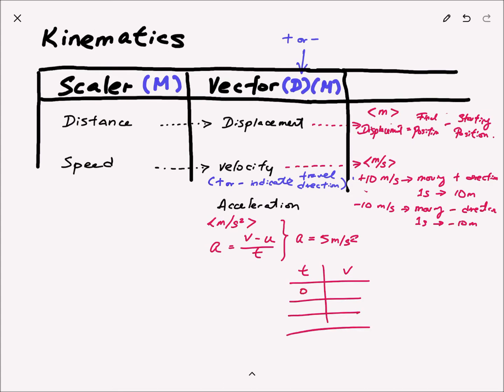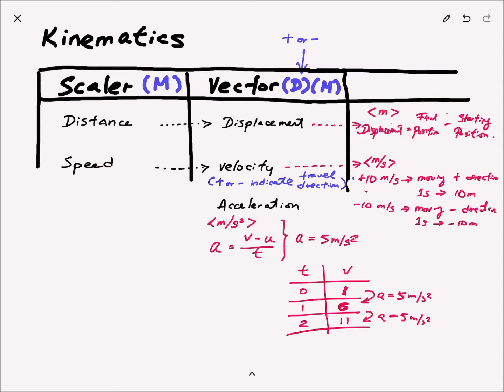If my starting time is 0 and my velocity is 1, and I have an acceleration of 5 meters per second squared, what it means is that after 1 second, my velocity will be increased to 6. After 2 seconds, what will it be? It will be 11. So basically, acceleration tells you how quickly your velocity actually changes.